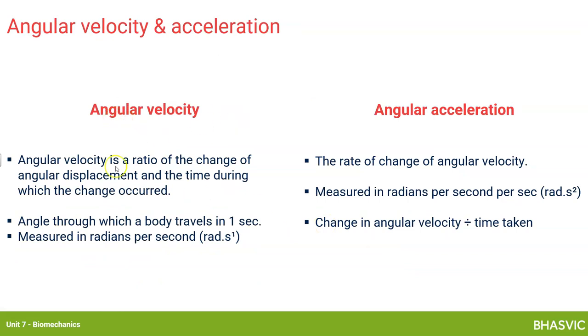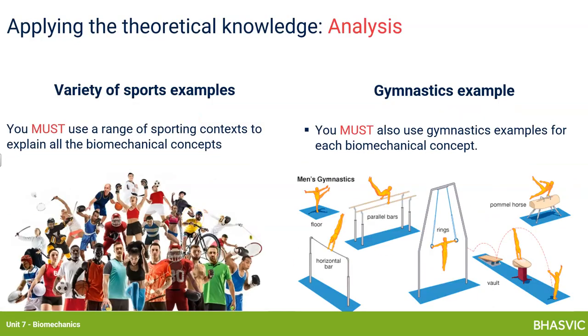So here are definitions: angular velocity is the ratio of change of angular displacement and the time during which that change occurred, and the unit is rads per second. Angular acceleration is the rate of change of angular velocity, and it's rads per second squared. It's basically change in angular velocity over change in time. Now, please remember that your examples must be from a variety of sports, but also you must include a gymnastics example for each of these biomechanical concepts. So 2 for each: 1 any sport, using different sports, and 1 must be a gymnastics type activity.